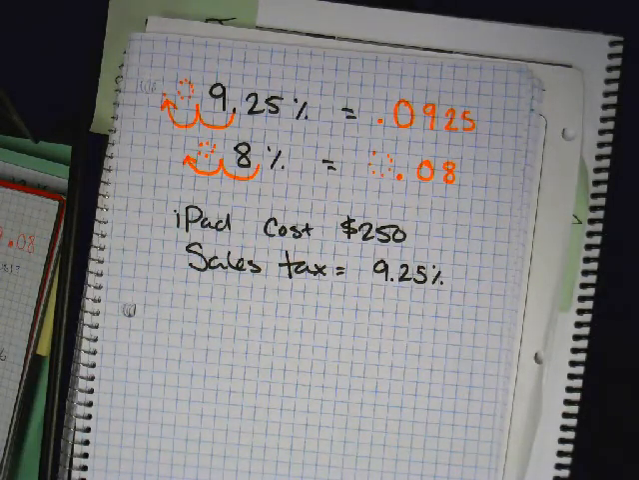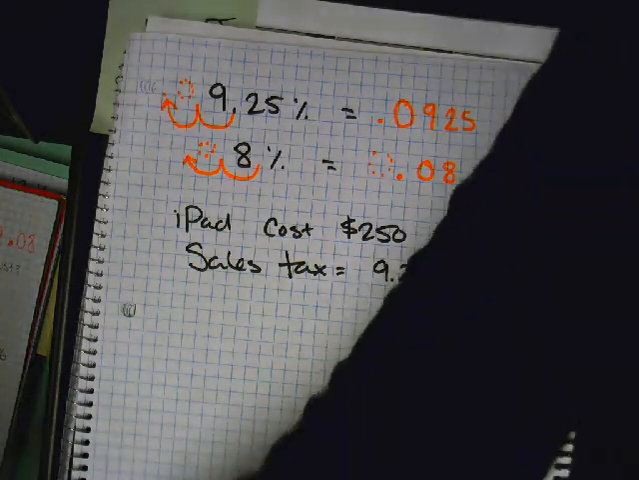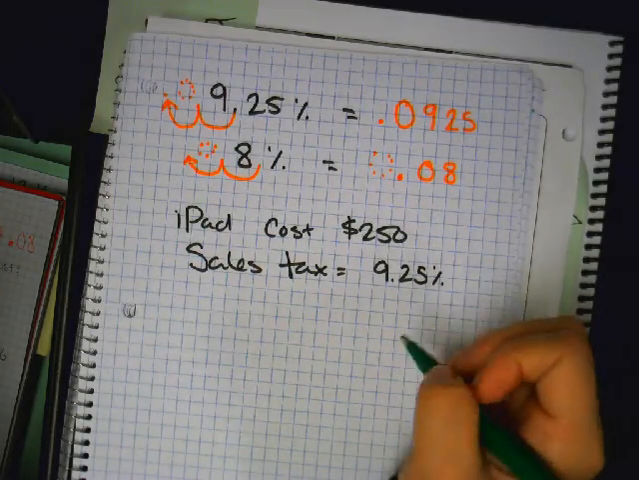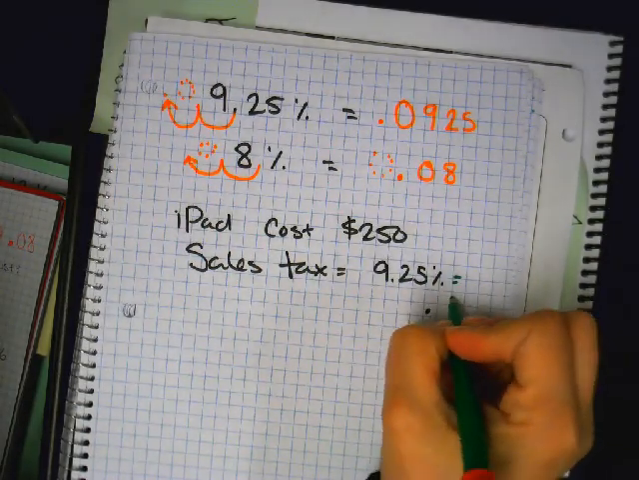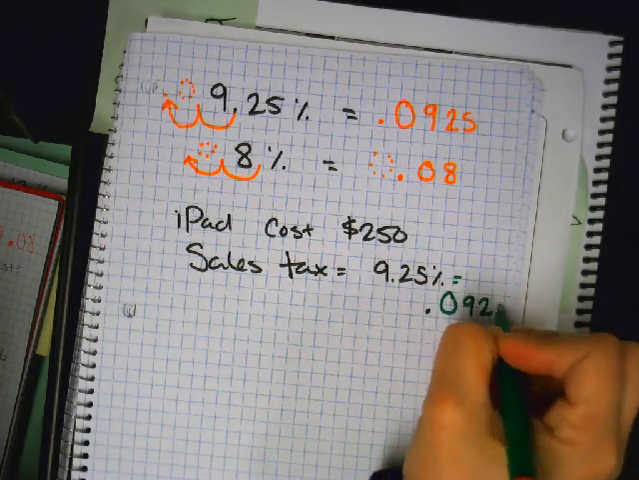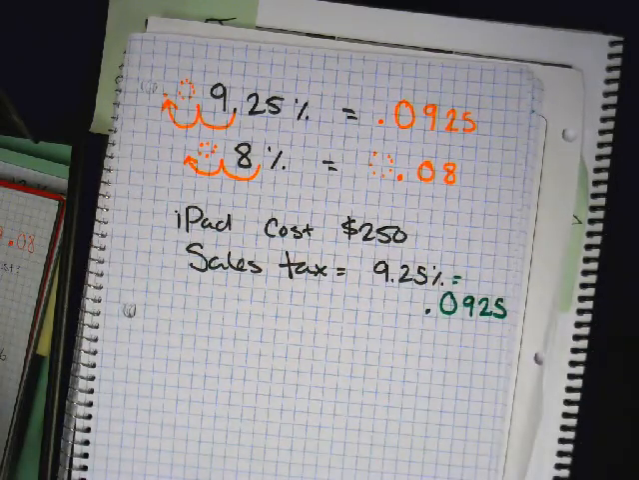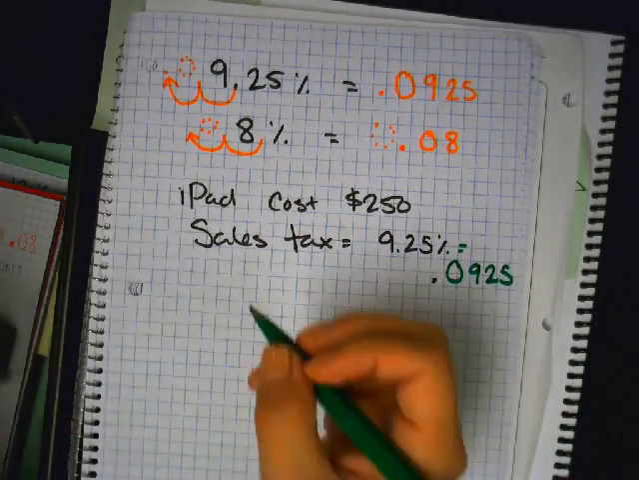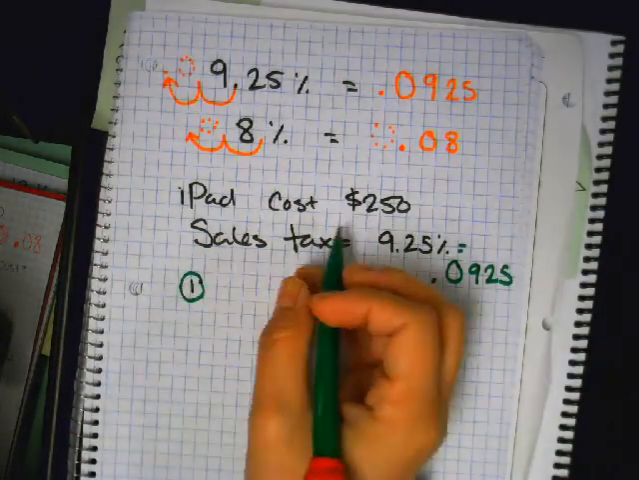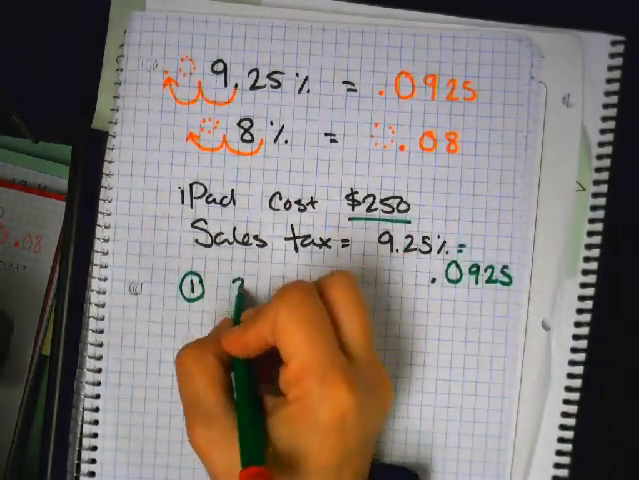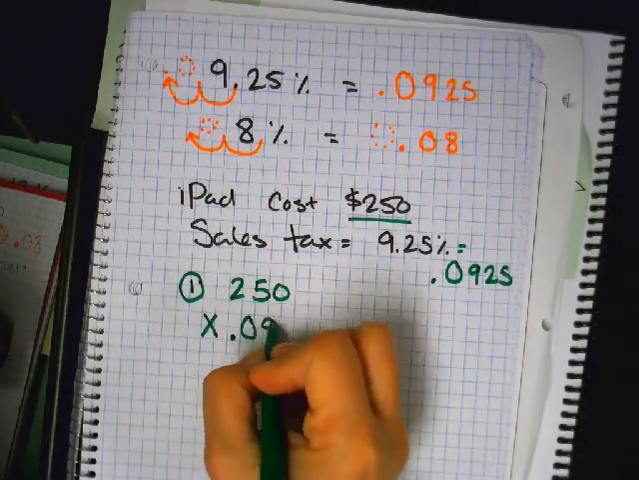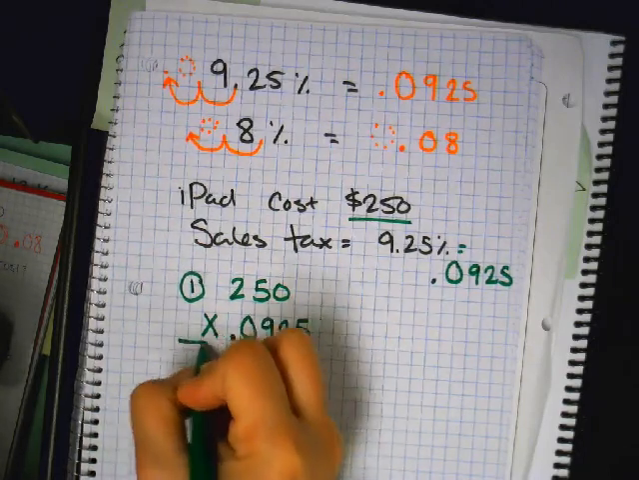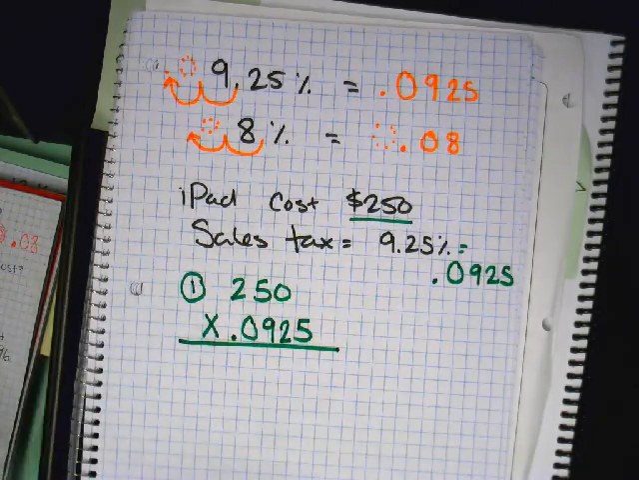Which means, what are you going to do first? Change the percent into a decimal. We already did that. So it's 0.0925. So step number 1, take your price, which is $250, and you're going to multiply it by 0.0925.